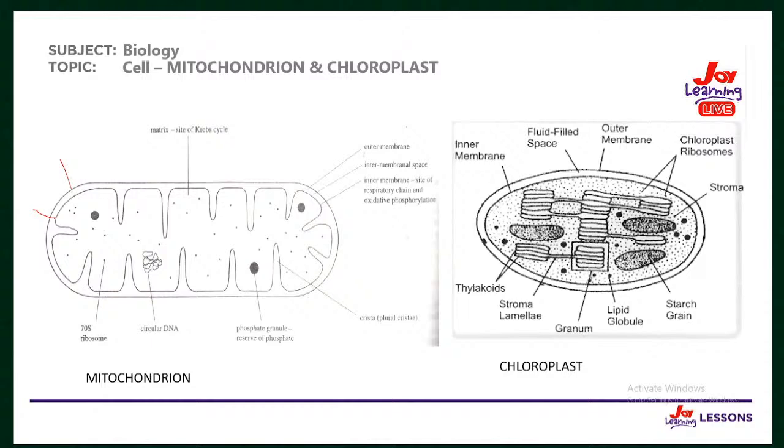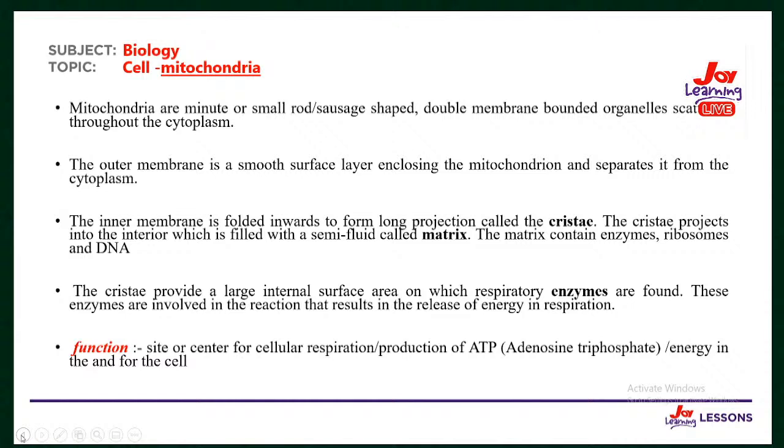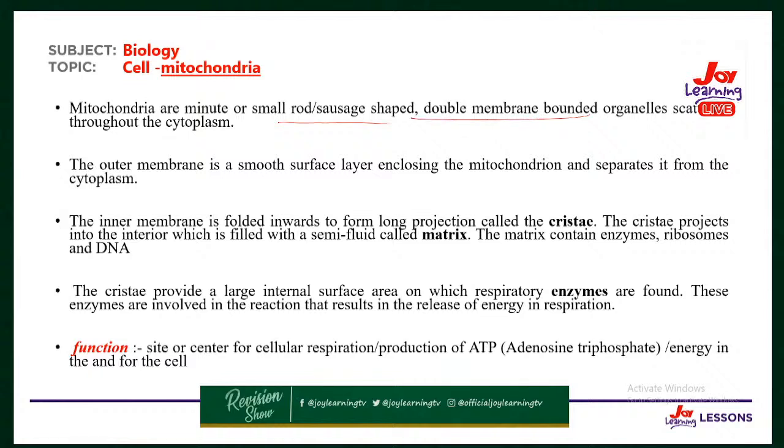So back to notes, as I said, first you have to talk about the shape. It is double bounded, the outer is smooth, and the inner is projected into what we call the crista, or cristae, and the fluid is called the matrix. It has a lot of enzymes that undergo what we call oxidative respiration that helps us produce energy. Energy is stored in the form of ATP. So the mitochondria's function is to produce energy and also to store and later release it.